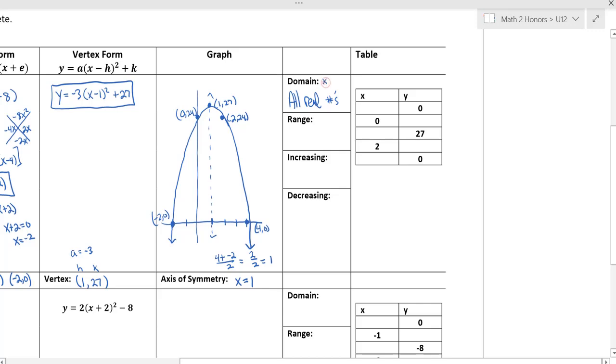And domain's only about the x values. Range is talking about how high, how low, or what y values or output we will get. And we notice our vertex is a maximum. It's the highest it can go. So all y values lower than or equal to that 27 as a maximum. The graph is increasing on the left half of the graph, so when x is less than 1, and it's decreasing on the right half of the graph when x is greater than 1.